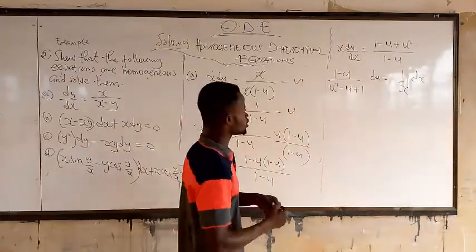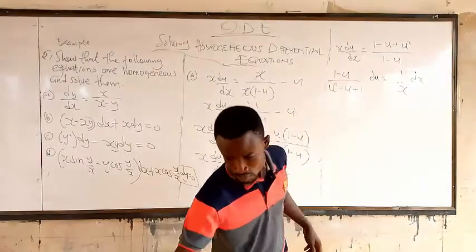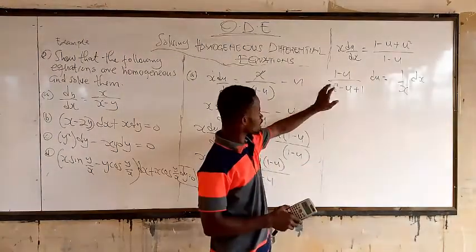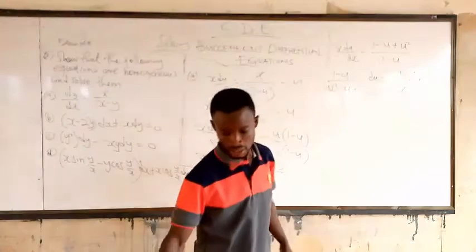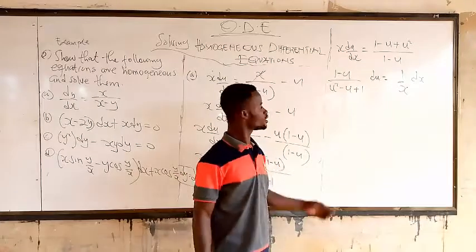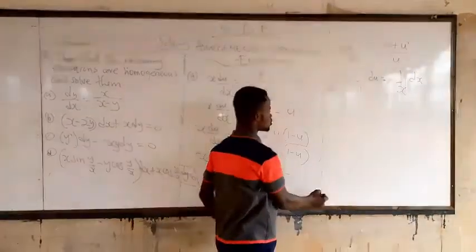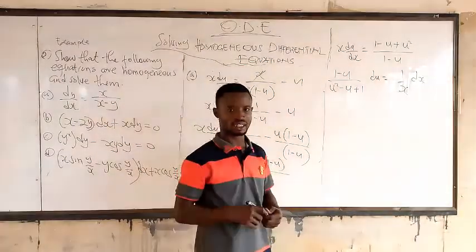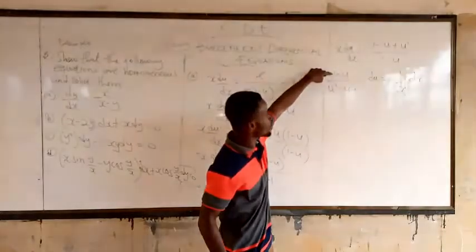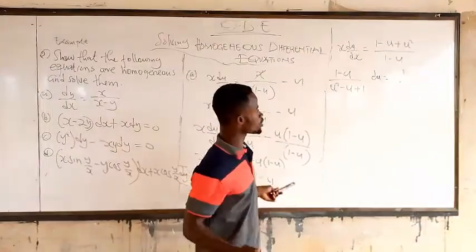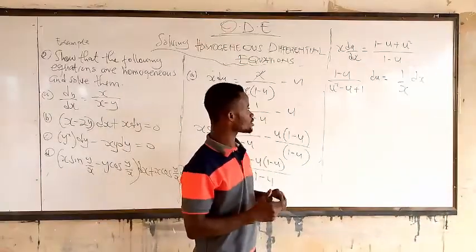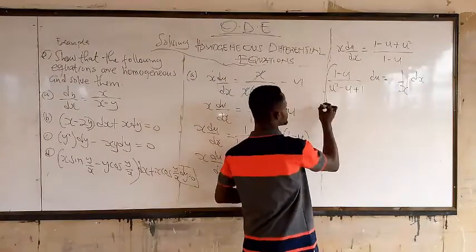Alright, so we continue. Now we can see that when you try to factorize this, you can't do it by factorization, and by completing the square you're going to get something that's not going to help clear this up. So let's go straight to the point. It's now separable, so we integrate both sides.